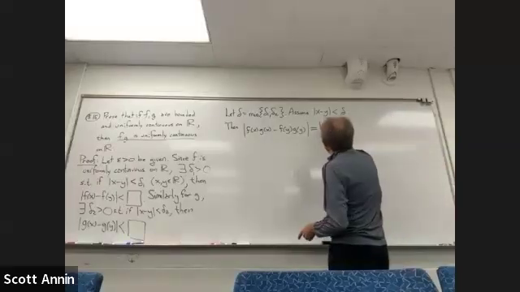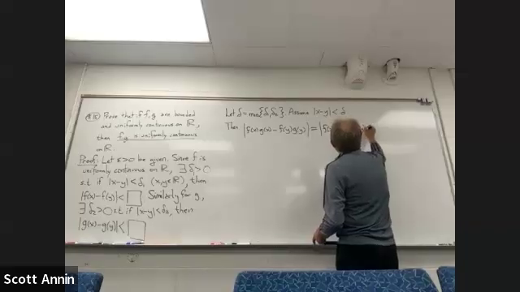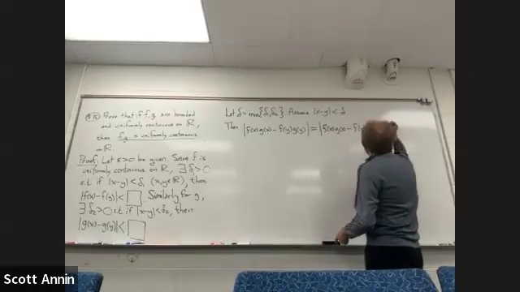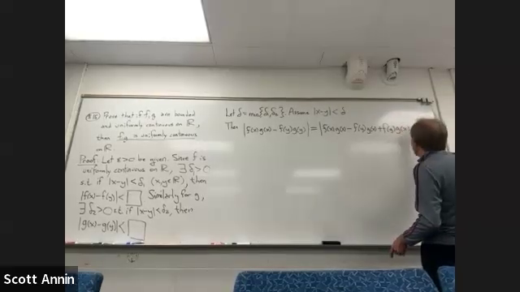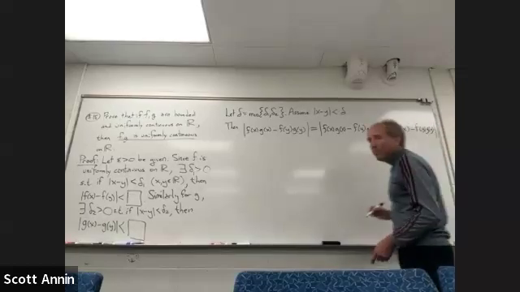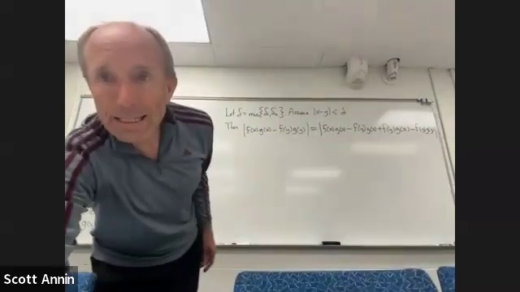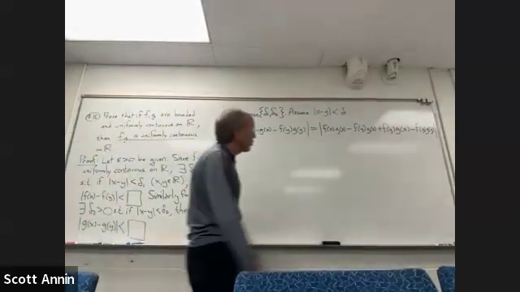F of y, g of x. Let's try it. So we have f of x, g of x minus f of y, g of x plus f of y, g of x. I'm subtracting and adding the same thing. And then finally minus f of y, g of y. Okay, that's it. So we have to make it a little bit longer before we can make it shorter.